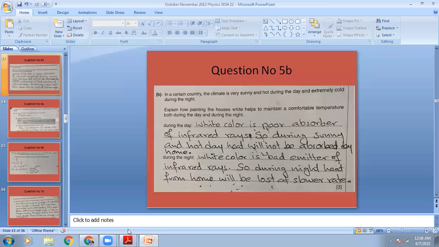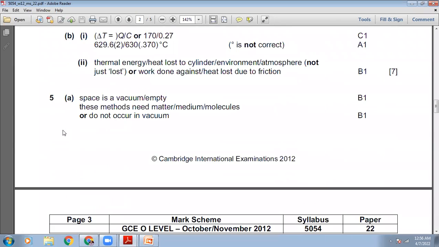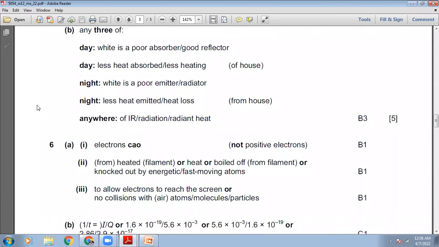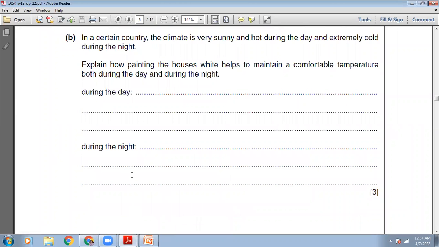So hope you understand. So have a look at the marking scheme, what the marking scheme says. Okay, so A part is done, B part. Any 3: by day, white is a poor absorber, good reflector, so less heat absorbed, less heating. At night, white is a poor emitter or radiator, so less heat emitted and less heat loss, anywhere of the infrared radiation. Okay, so that's the next part. Anywhere of infrared radiation, radiant heat.